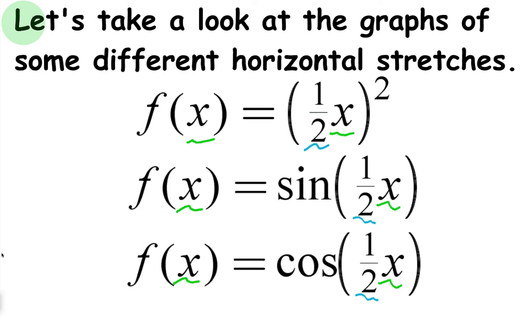Now we're going to take a look at horizontal stretch. So first of all, we're going to look at f of x is equal to the quantity 1/2 x squared. We've already looked at b values bigger than 1, or absolute value of b bigger than 1. What about if they're fractions that are less than 1? So let's go ahead and graph f of x equals quantity 1/2 x squared.